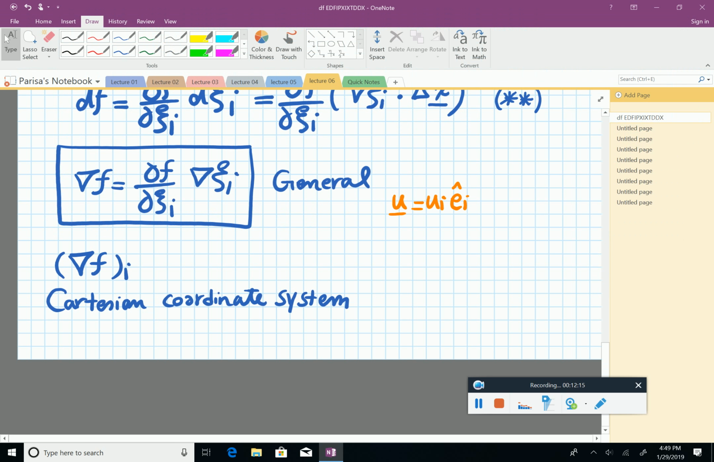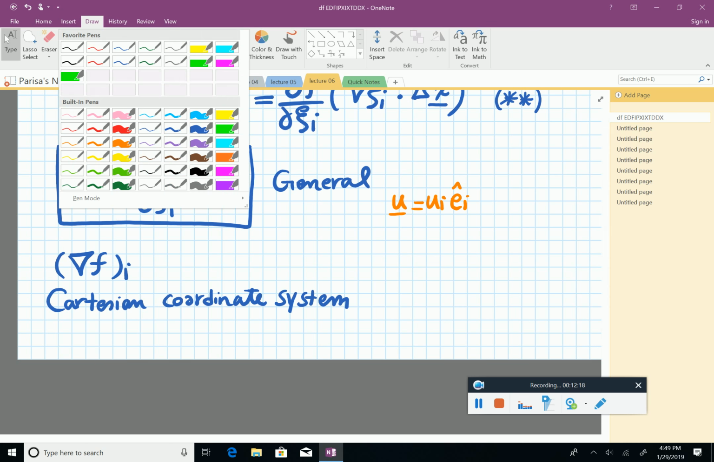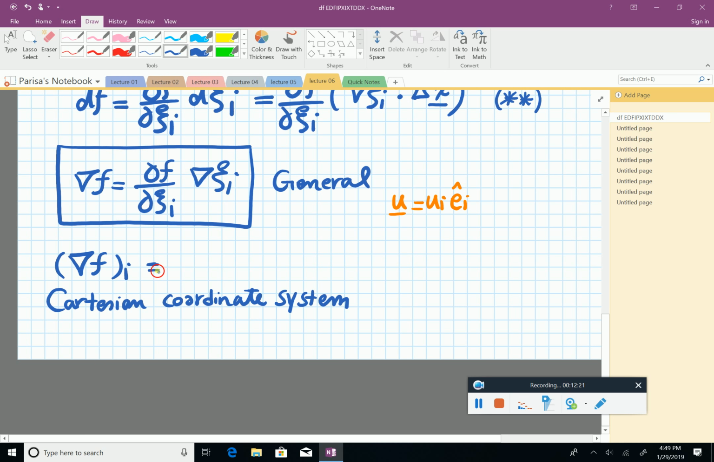So let me just write this down. And also, needless to say, when you have these double i's, this implies summation. And we are using index notation. You did the homework, now you are all experts. You know how these things work. So the point here is to remember that the gradients of psi i form a basis no matter what. But if you have Cartesian coordinate system, it forms an orthonormal basis. And that makes everything easy.